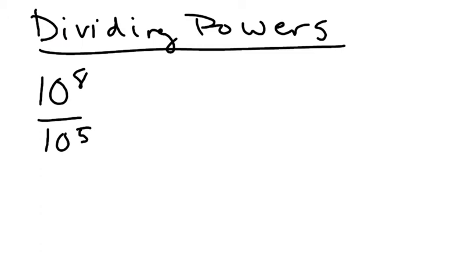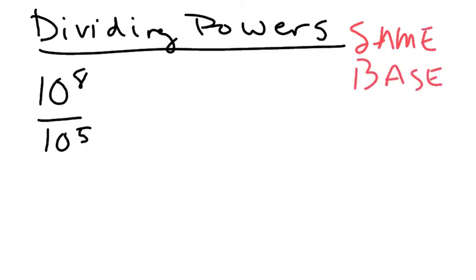Okay, here's the second property. Dividing powers. 10 to the 8th divided by 10 to the 5th. Now, again, we have to have the same base for this to work. The same base. Which part is the base? The tens. Those are the same. 10 to the 8th divided by 10 to the 5th.